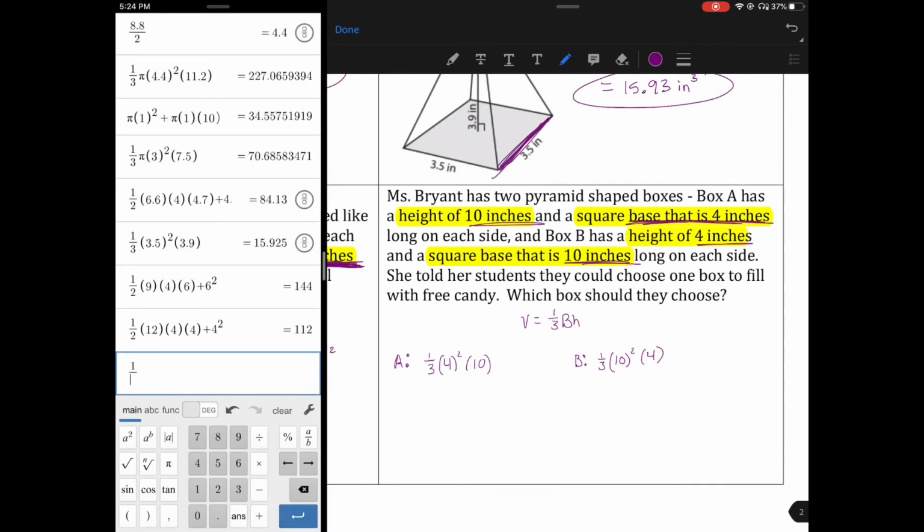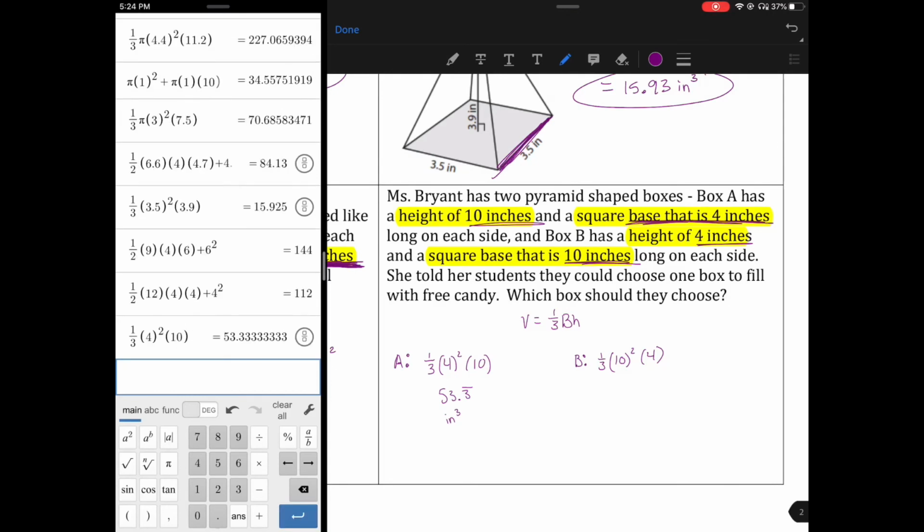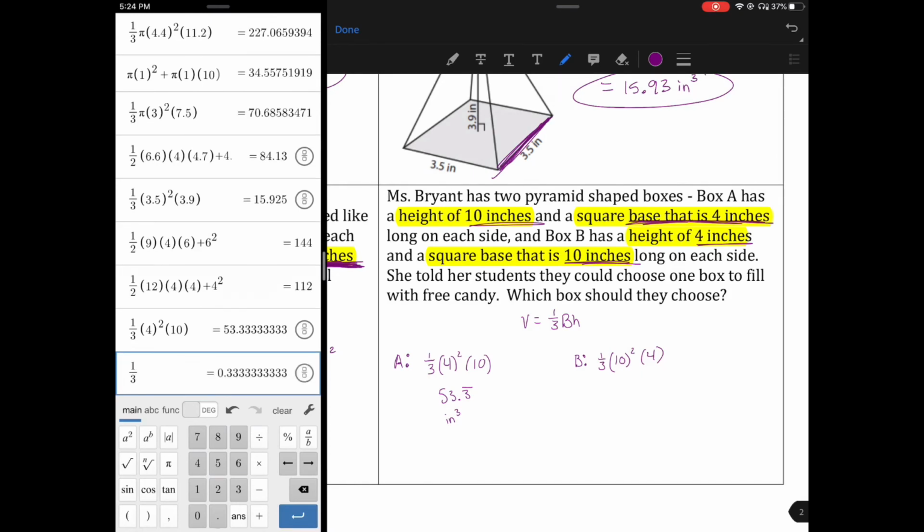For the first, we'll do 1/3 times 4 squared times 10, and we get 53.3 repeating inches cubed. And then for box B, we'll do 1/3 times 10 squared times 4, which is 133.3 repeating inches cubed. So I would definitely recommend they fill box B with candy because it holds quite a bit more.